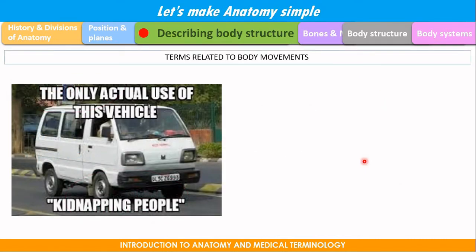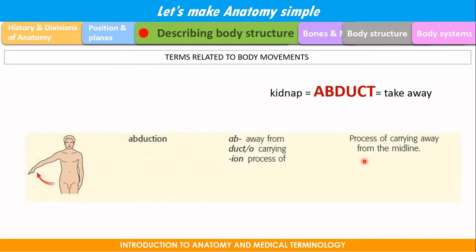Okay, kidnapping is the most famous vehicle used for kidnapping, and the word kidnap also has another equivalent word called abduct. That word abduct means take away. So if you just go into the etymology of that word, you can see the ab meaning away from, duct is carrying, and ion suffix is process of. So the word abduction means process of carrying away from the midline. So any body structure, if it is taken away from the midline, is called abduction.